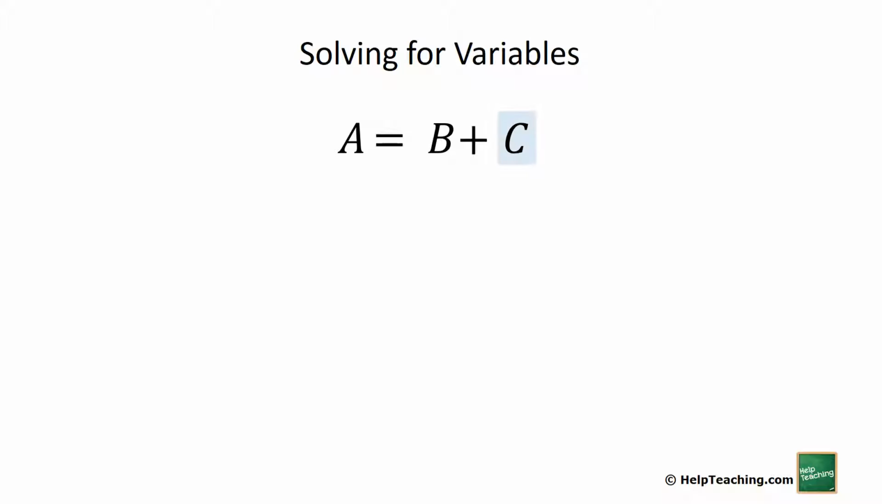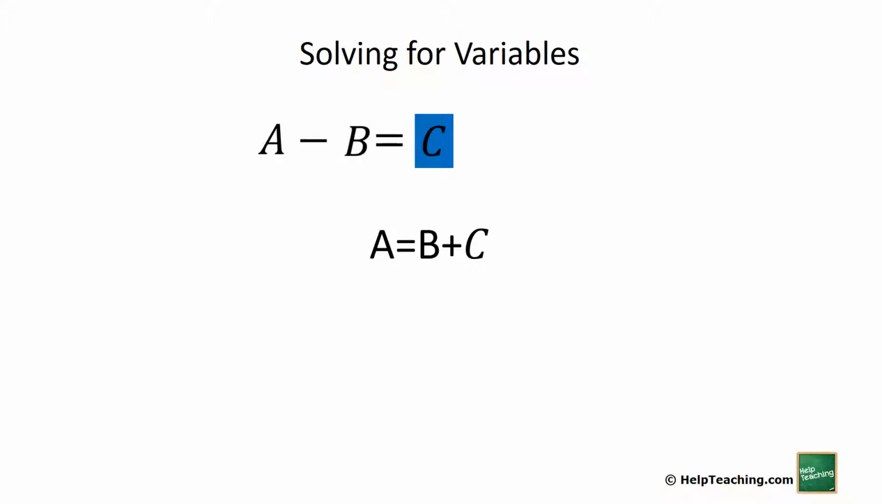A is equal to B plus C. Now let's say we want to solve for C. Because the B is attached to the C with an addition, we must subtract the B from both sides, and we get A minus B equals C. So let's break this into some steps.